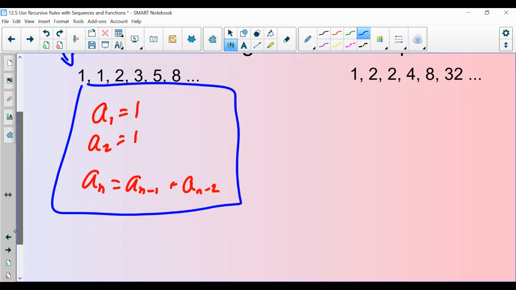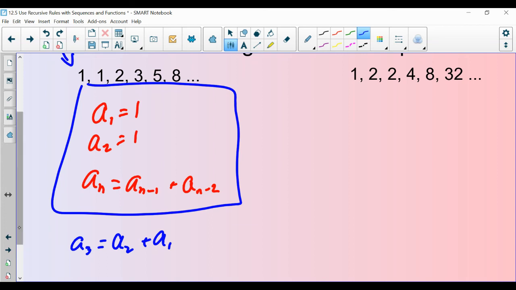This is how you write the Fibonacci sequence. And we should be able to verify: you should be able to take this sequence and produce this rule. We know the first term, we know the second term. The next thing we'd want to know would be the third term. A sub 3 is equal to a sub 2 plus a sub 1. That's exactly what the Fibonacci sequence is. The third term is the second term and the first. The fourth term is the third term and the second, and so on and so forth.